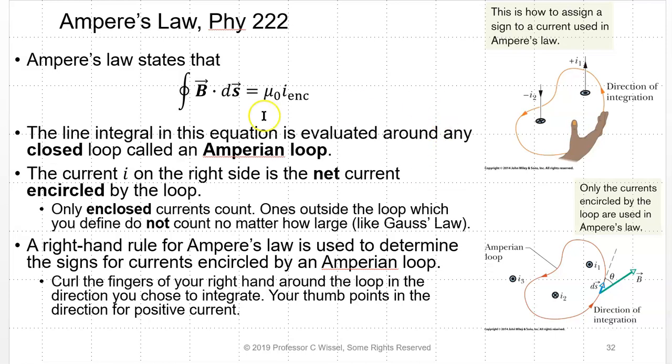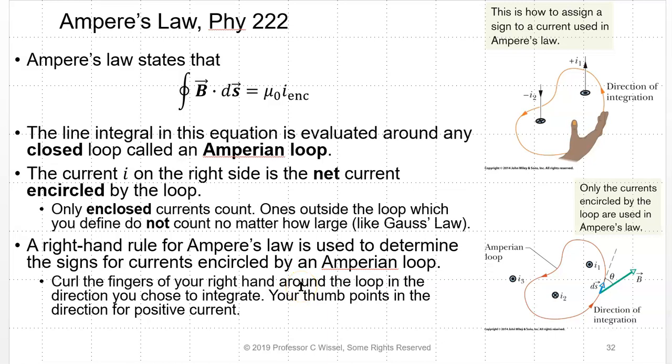The line integral here, that's what this little circle in here reminds you, goes all the way around the loop. The line integral in this equation is evaluated around any closed loop called an Amperian loop. The current I on the right-hand side is the net current encircled by the loop. Only the enclosed currents count. The ones outside the loop don't count. And of course you can define the loop any way you want, just like you did with Gauss's law.